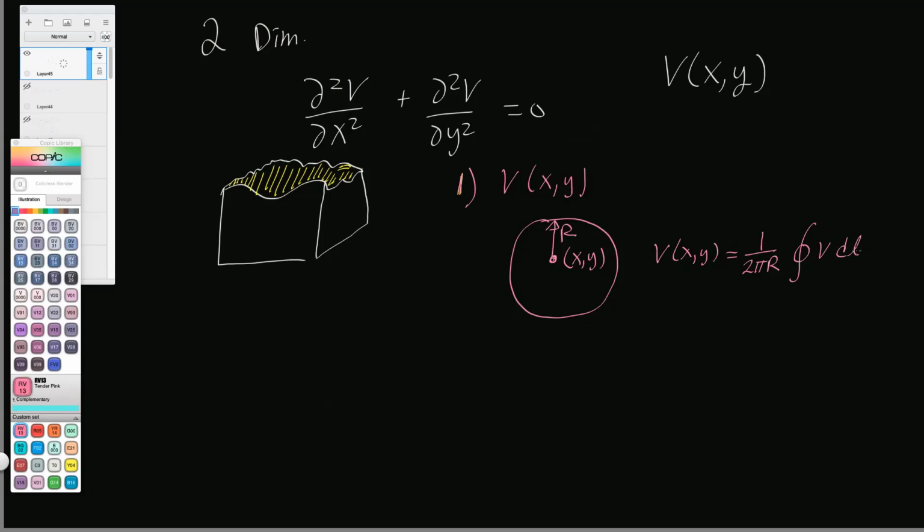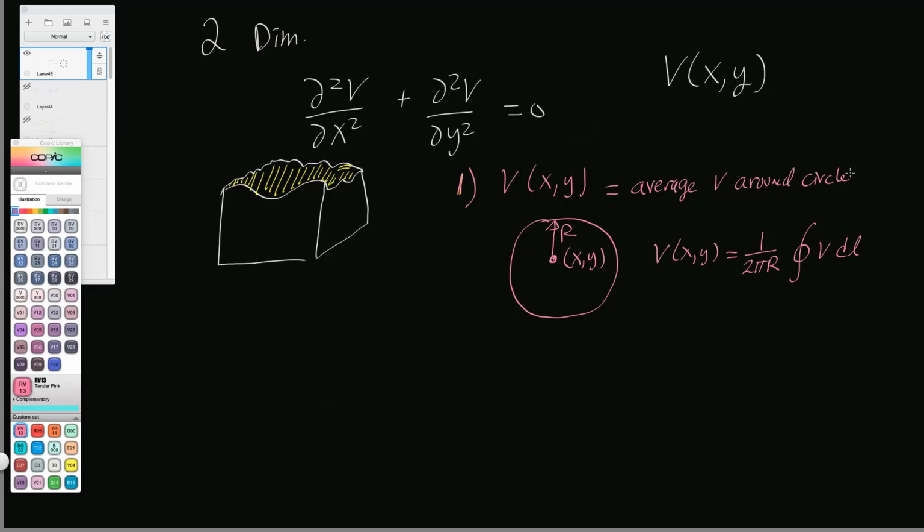So it's the same idea as saying I'm going A away on one side and A away on the other side, and I'm averaging those two points and I get the value in the middle. It's the same idea, right? So this is equal to the average of v around the circle.